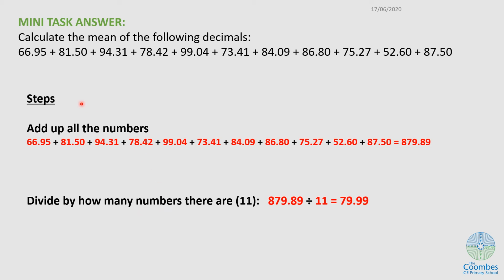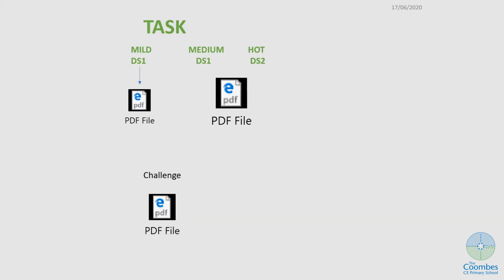And if you count them here, 1, 2, 3, 4, 5, 6, 7, 8, 9, 10, 11. So we are dividing our total here by 11 over here. And if you do your bar stop, you can calculate this. You will get 79.99. So the mean decimal is 79.99.